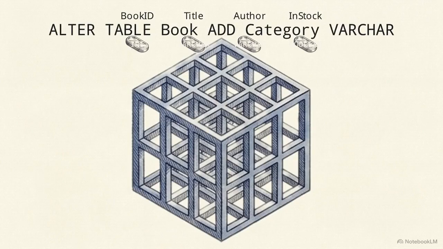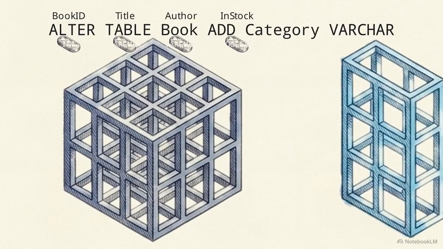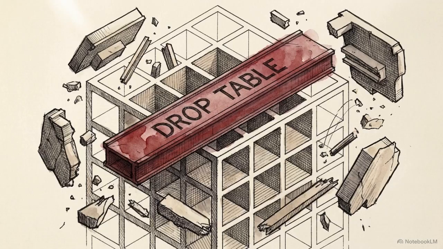If the design needs to evolve, we use the alter table command to modify this existing schematic blueprint. Running an alter command appends a new column directly to the wireframe, expanding the structure's capacity to accept new types of data. There are also destructive structural commands.